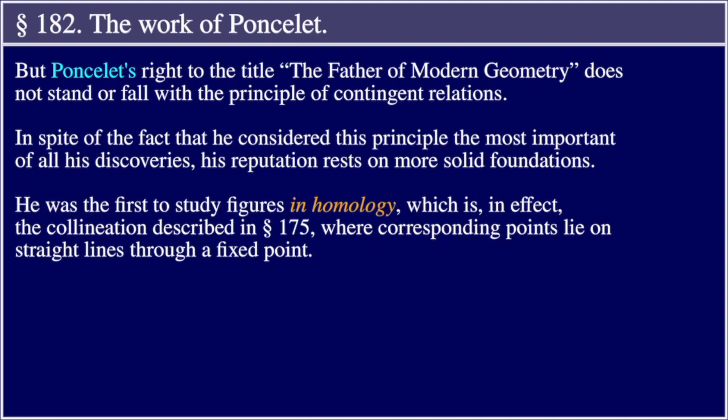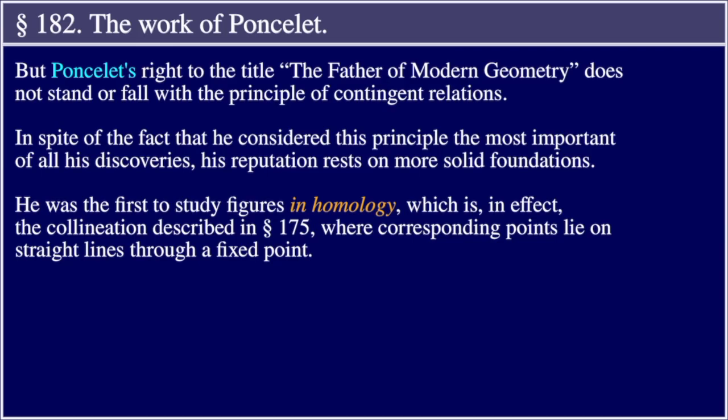Section 182. The work of Poncelet. Poncelet's right to the title, the father of modern geometry, does not stand or fall with the principle of contingent relations, in spite of the fact that he considered this principle the most important of all his discoveries. His reputation rests on more solid foundations.